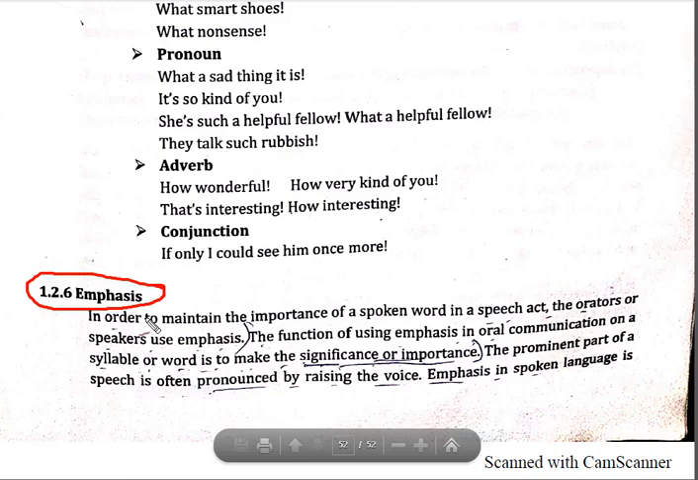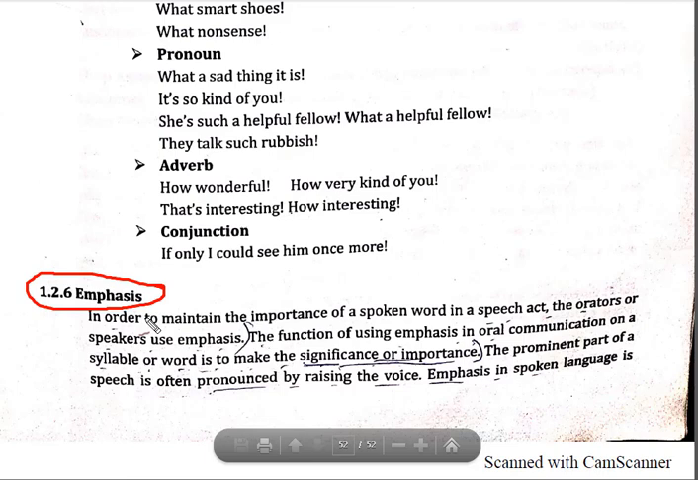When you put some emphasis on the words, they give importance to your thoughts, they give importance to your ideas, and the same importance and the same significance would be analyzed by the people who are going to listen to you. Now the function of using emphasis in oral communication on syllable. So when you put emphasis on syllables, when you are saying these words to other people, it makes a good significance and importance, because they think that you are a good orator, you are a good speaker, because you speak the words in a very good manner.